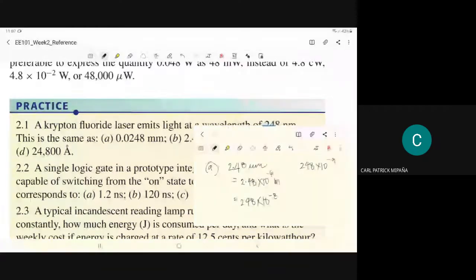Nakita ninyo ang importance of being accurate in electrical engineering. Dili siya dapat pasagdaan ang conversion. Okay? Nakuha ninyo? So, please be careful. So, 248 times 10 to the power of negative 8 meters. Same ba ani sa atong goal nga 248? No, sir. Dili.